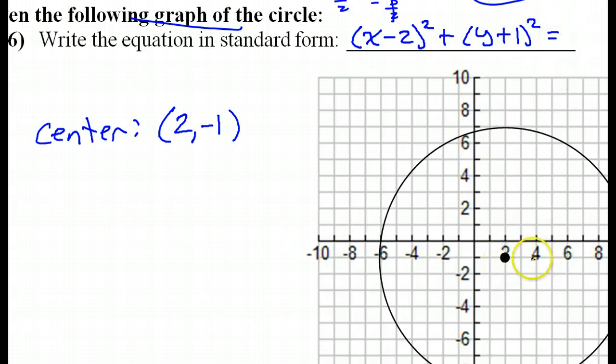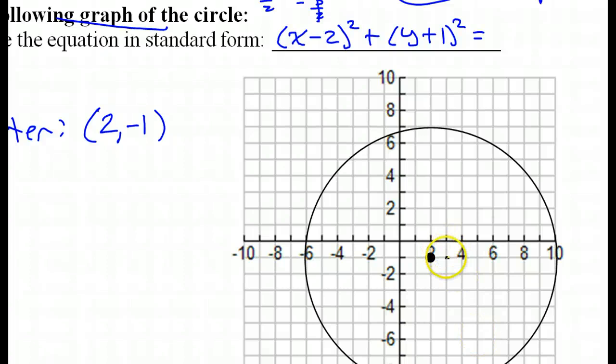Well, the radius, you can just count in any direction. All right, 1, 2, 3, 4, 5, 6, 7. Whoa, I went off camera. Sorry, 1, 2, 3, 4, 5, 6, 7, 8. So the radius is 8. Don't put 8 here. Put 64, okay? Because this has to be the radius squared. Well, that's it. That's all there was to that. Muy fácil.